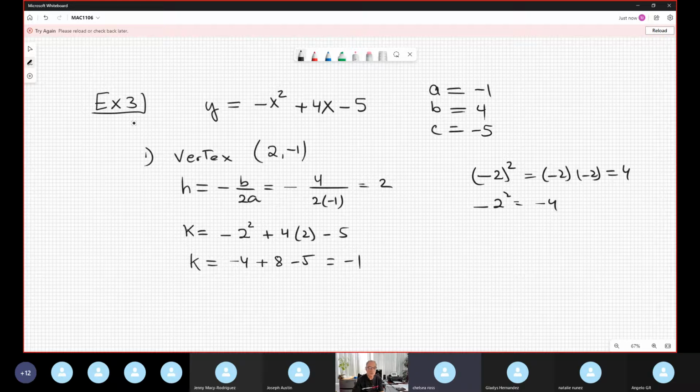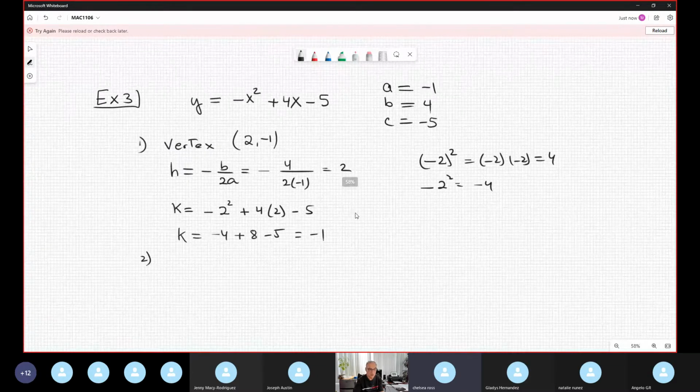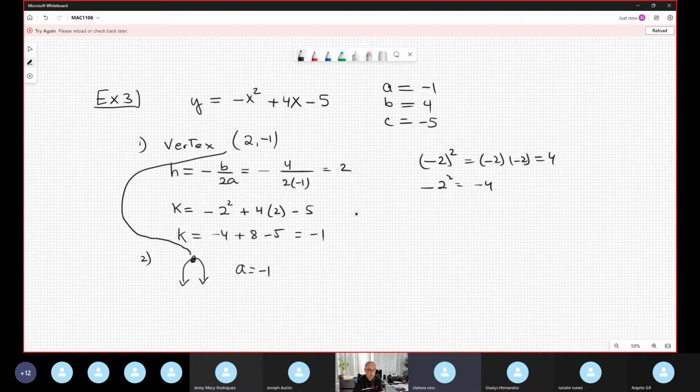Cool. Number 2. In what direction does that parabola open? Down. How do you know it's down? Because a is negative 1. Absolutely. When a is negative, the parabola opens down. And this point is the most important point, because the vertex is located at the point 2, negative 1.